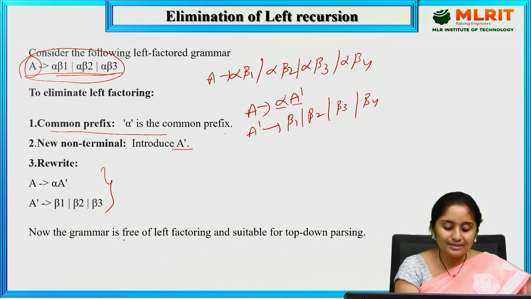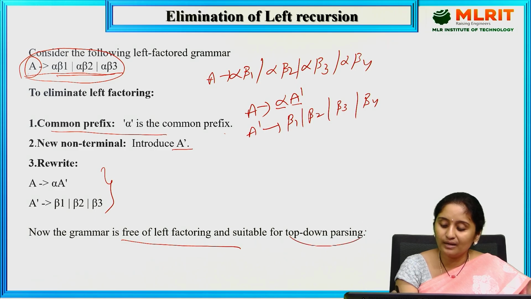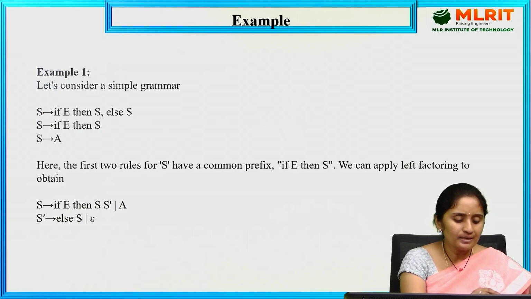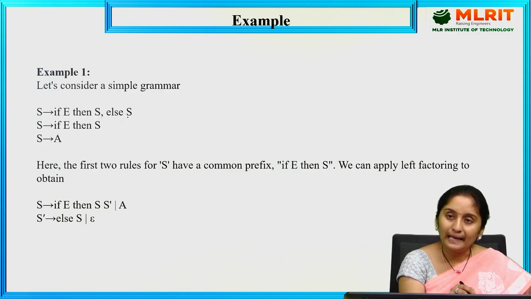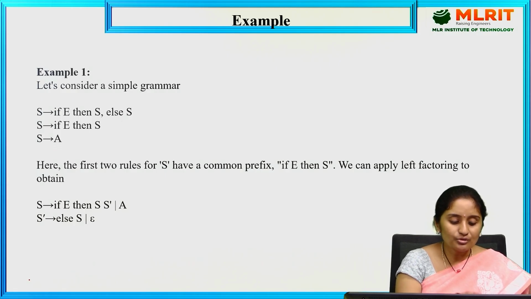So now this grammar is free from left factoring, and these can be applied for top-down parsing. Let us see a few examples. S produces if E then S, else S; if E then S; S produces A. If I have these productions, what are we going to have?